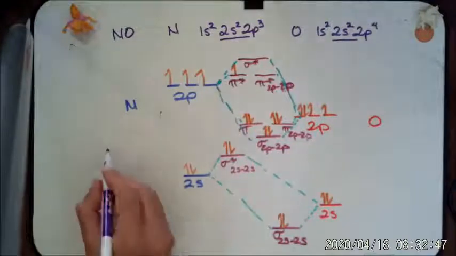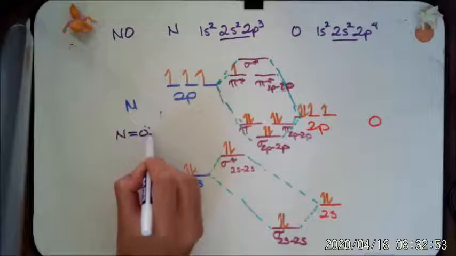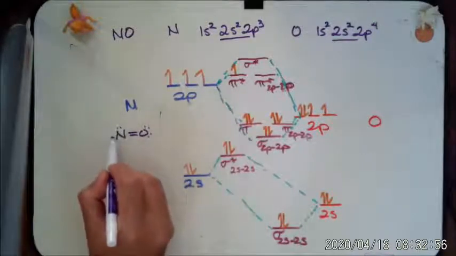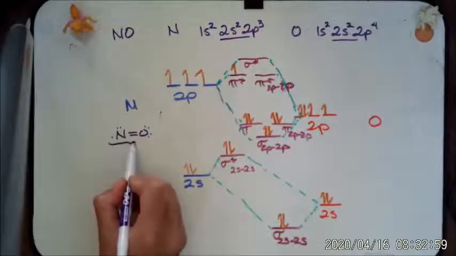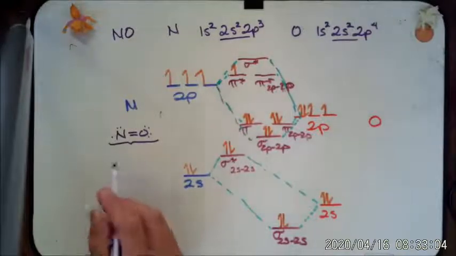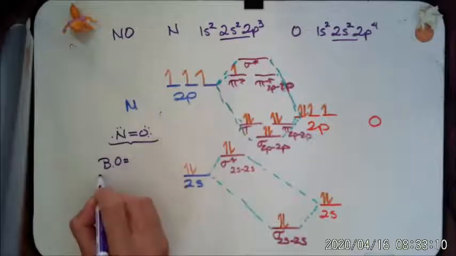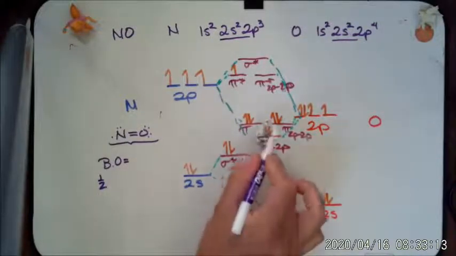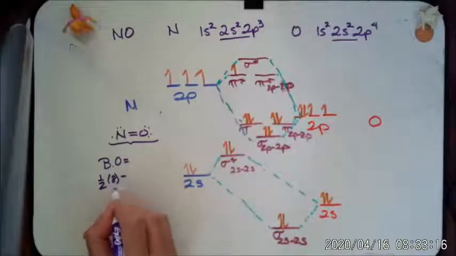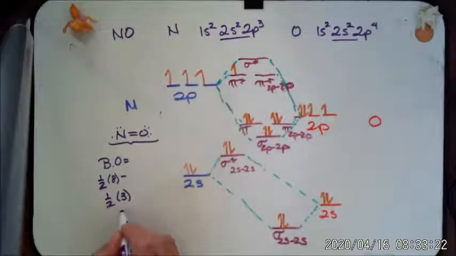So let's do a couple things. One, when we draw the Lewis structure of nitrogen, this more accurately depicts what we know from our molecular orbital diagram. The other thing is this. If you look at bond order, it's 1/2 of 1, 2, 3, 4, 5, 6, 7, 8 minus 1/2 of 1, 2, 3. Okay, so what is my bond order? It's not 2, right? It's basically 2.5.